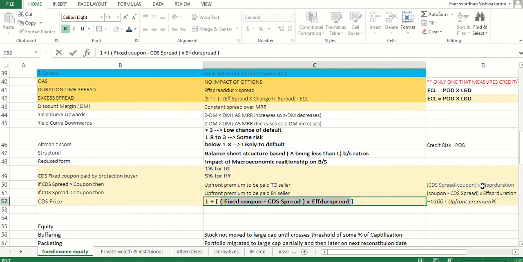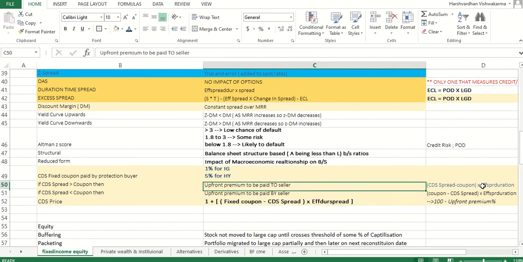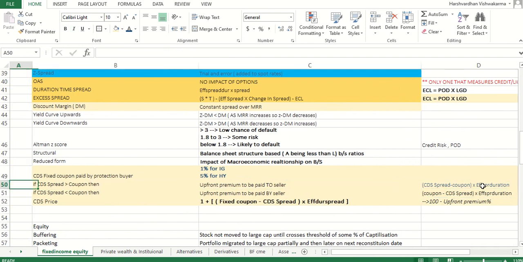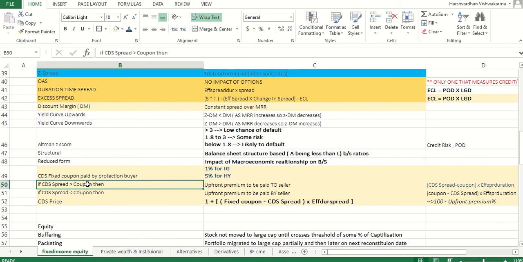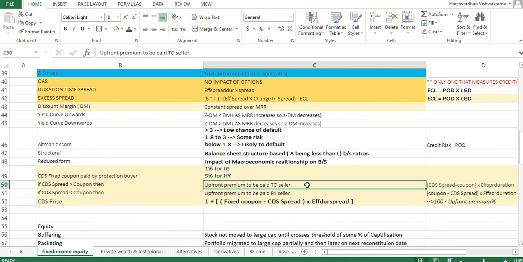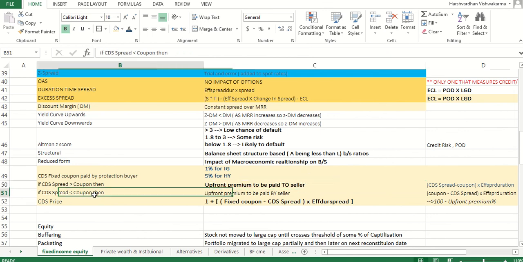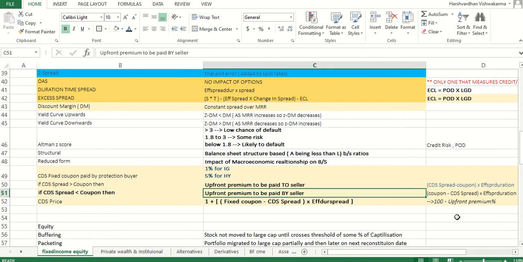If you look at all these three formulas, there are only three components: coupon, CDS spread, and the effective spread duration. You just have to place them in different places to get the amount. One way to remember this is, if the seller is giving you more spread than the coupon, you'll have to pay the premium difference back to the seller. And if the seller is giving you less than the coupon, then the seller will give you extra money, because now he's giving you less than the coupon itself.